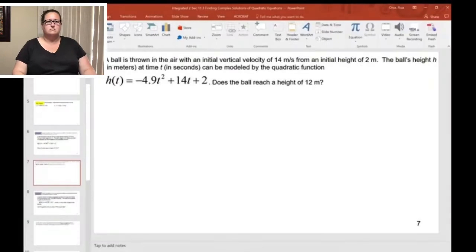Welcome back to section 11.3, Finding Complex Solutions of Quadratic Equations, Part 2. In this lesson, we're going to be looking at word problems. Let's look at the first one.